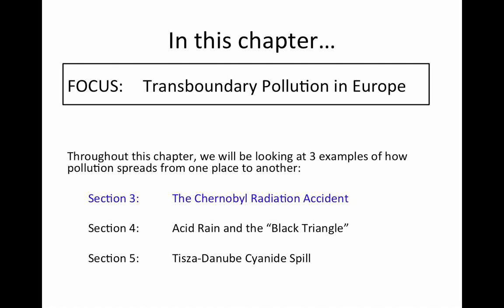In section 3, we looked at the Chernobyl radiation accident. We saw how failure to follow the safety rules led to one of the worst nuclear accidents in history. This caused an explosion and released nuclear radiation into the sky. Even though the pollution started in Ukraine, it quickly spread all over Europe and then to the rest of the world. In this video, we will be talking about section 4. This section focuses on acid rain and the Black Triangle.